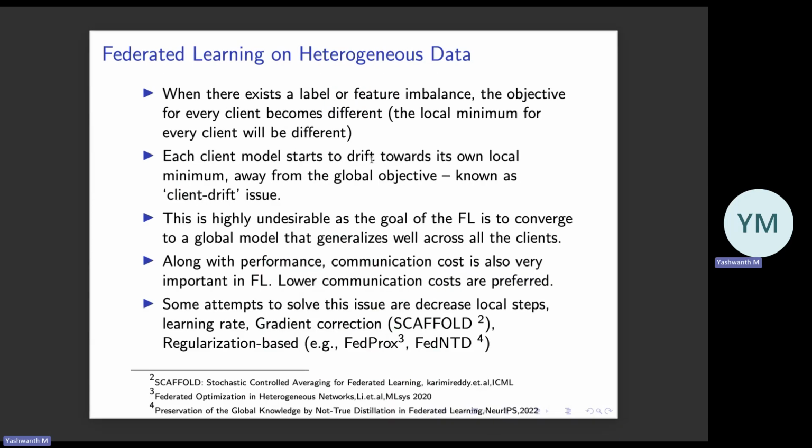Due to this heterogeneity, each client has its own local objective, which is very different from the others. So their own minimum can be different from each of the other clients. Due to this, each client starts drifting towards its own local minimum, a phenomenon called client drift. This is highly undesirable, as the goal of FL is to converge to a global model that generalizes well across all the clients.